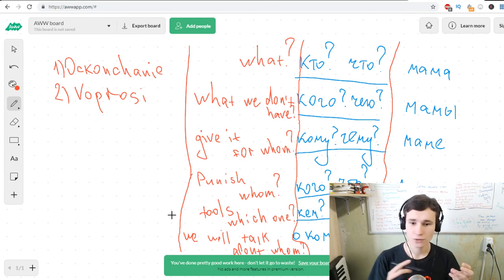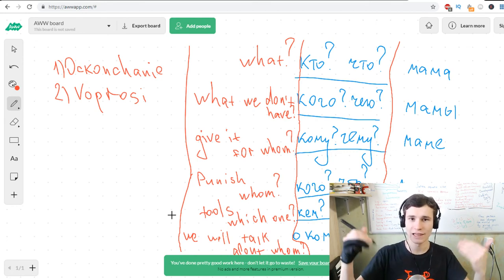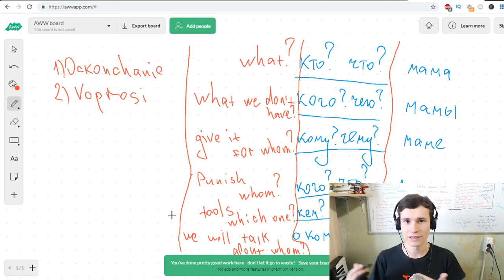Tools, which one? What will we use? What kind of tools? Мы будем пользоваться мамой. Мы будем творить мамой. Творить кем, чем? Мамой. Create with what? Мамой. Мама. We will talk about whom. О ком, о чем? About whom. About what we're going to talk. О маме. Or maybe about this lecture. О этой лекции. Этой means this.